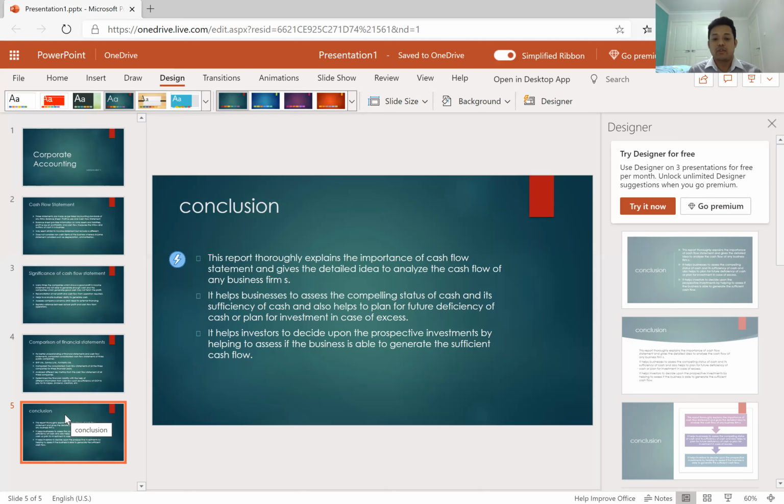The cash flow statement also helps investors to decide upon a prospective investment by helping to assess whether the company they are interested in investing in is capable of generating sufficient cash flow or not, and whether it is able to cover all the capital expenditure through its cash flow from operations or not.